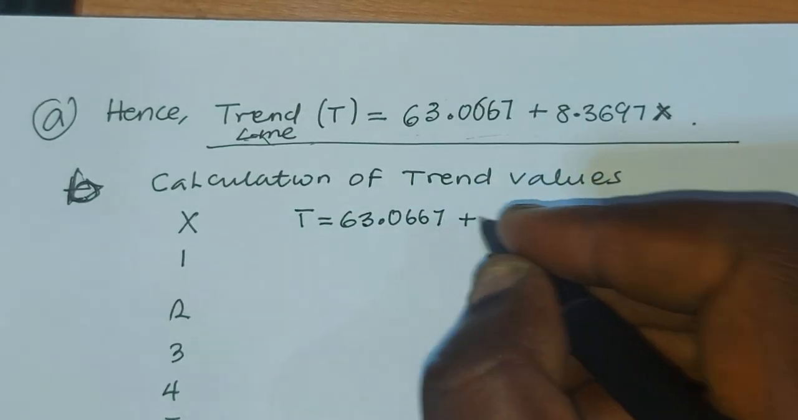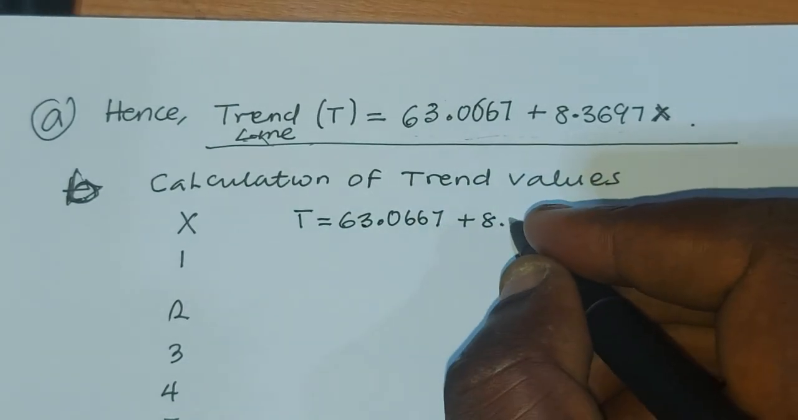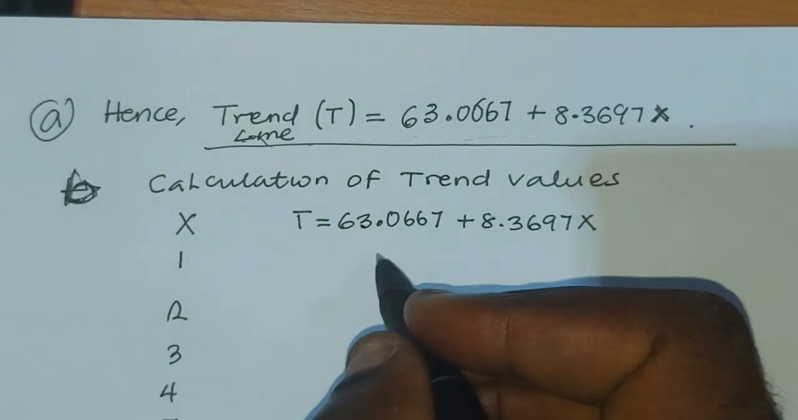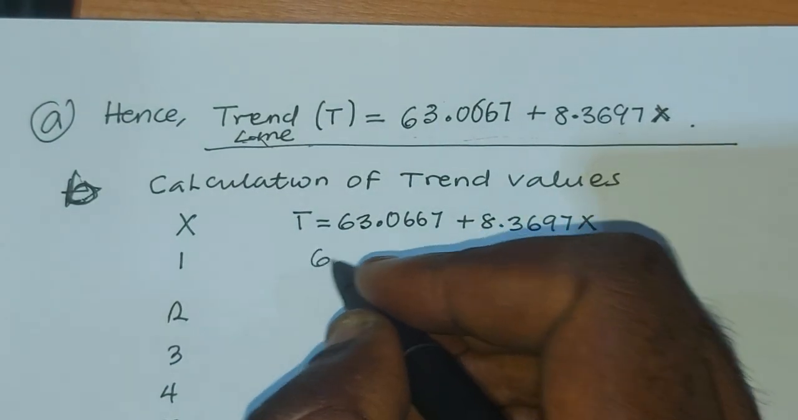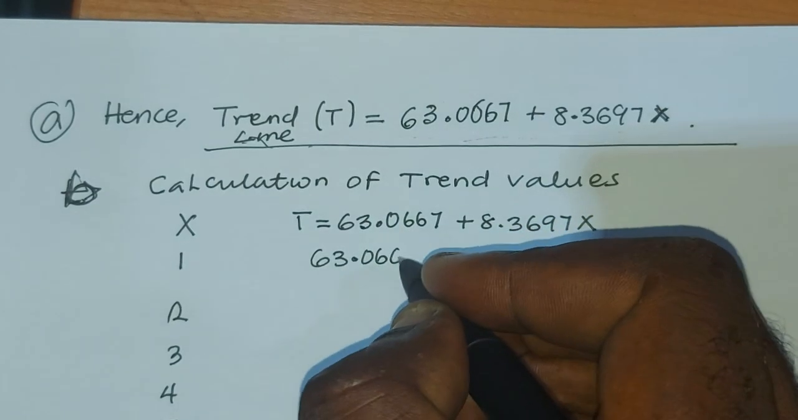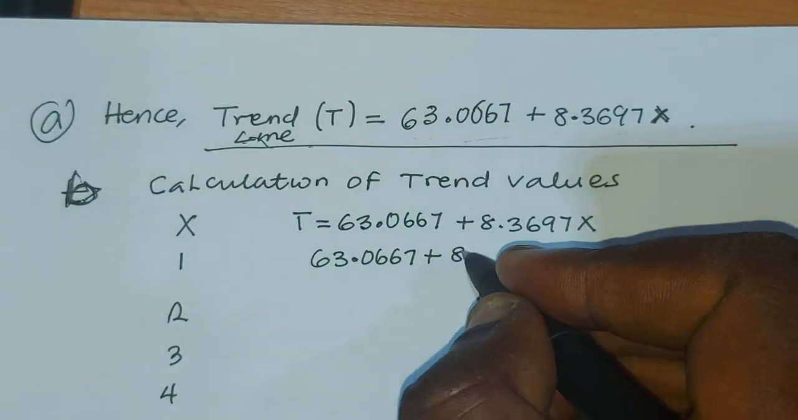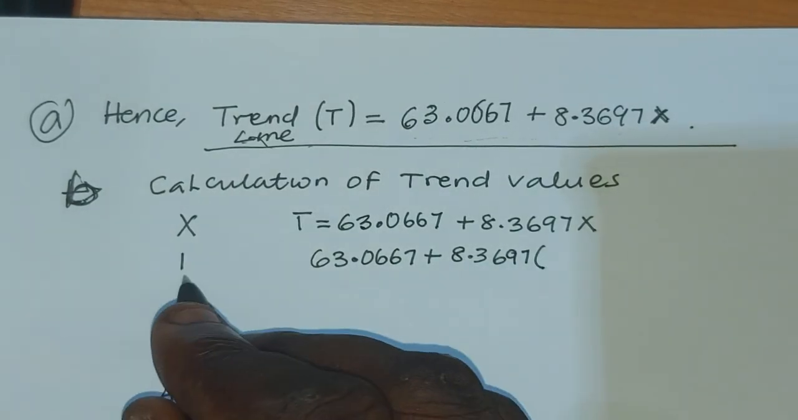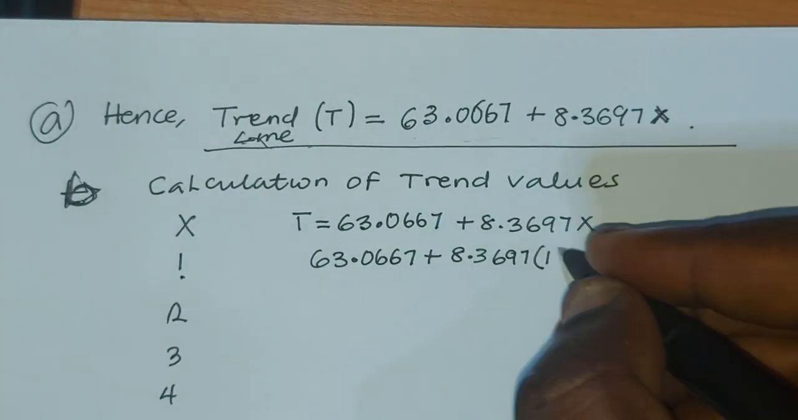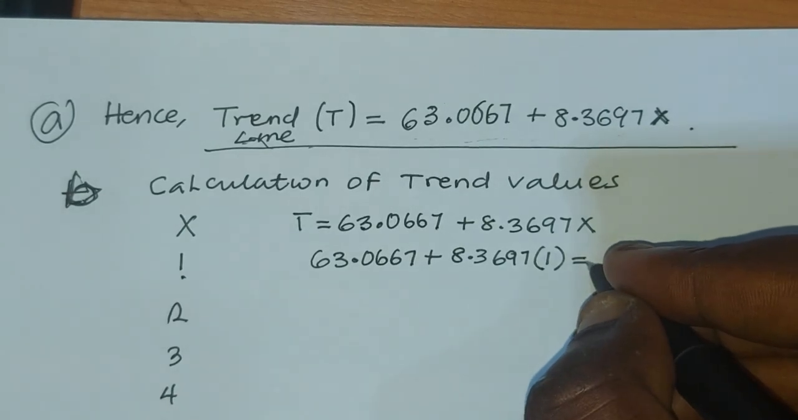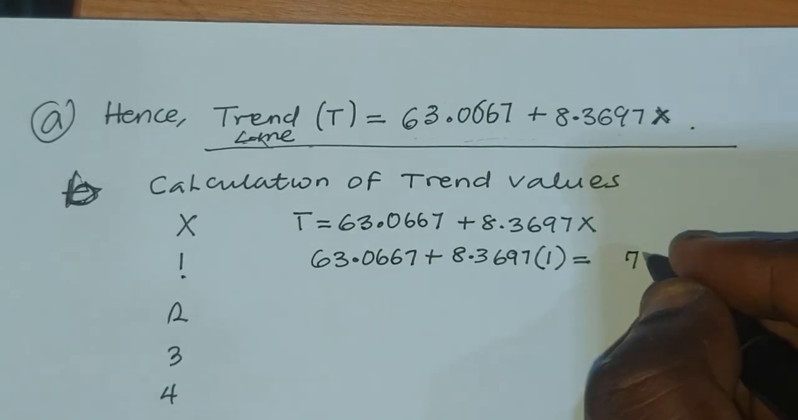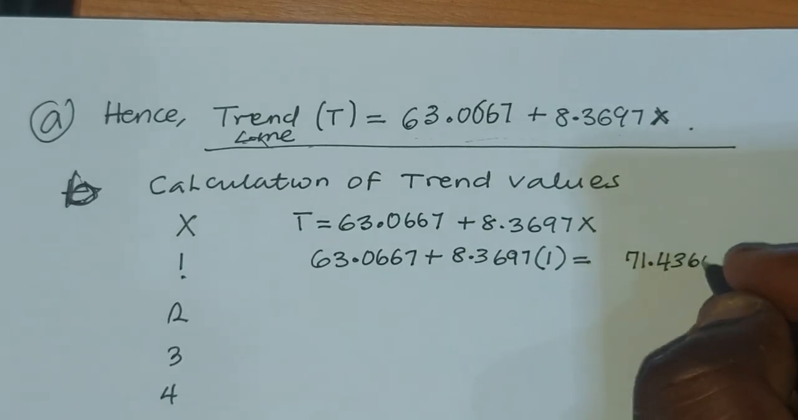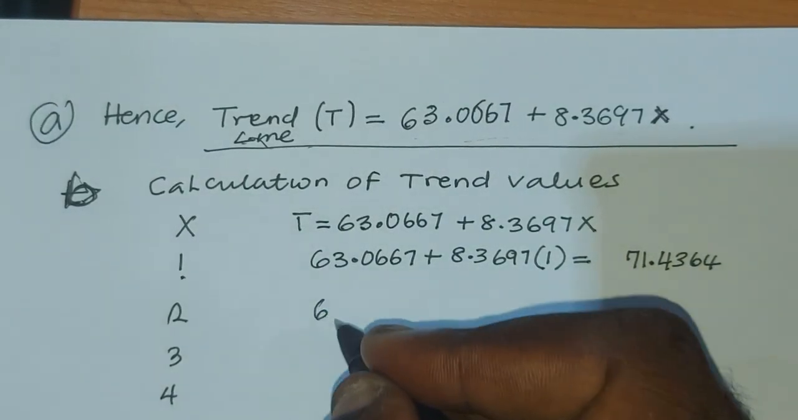Then our t equals to 63.0667 plus 8.3697 of x. So our trend value for this one will be 63.0667 plus 8.3697, when x is 1. Get your value, and that value is 71.4364.